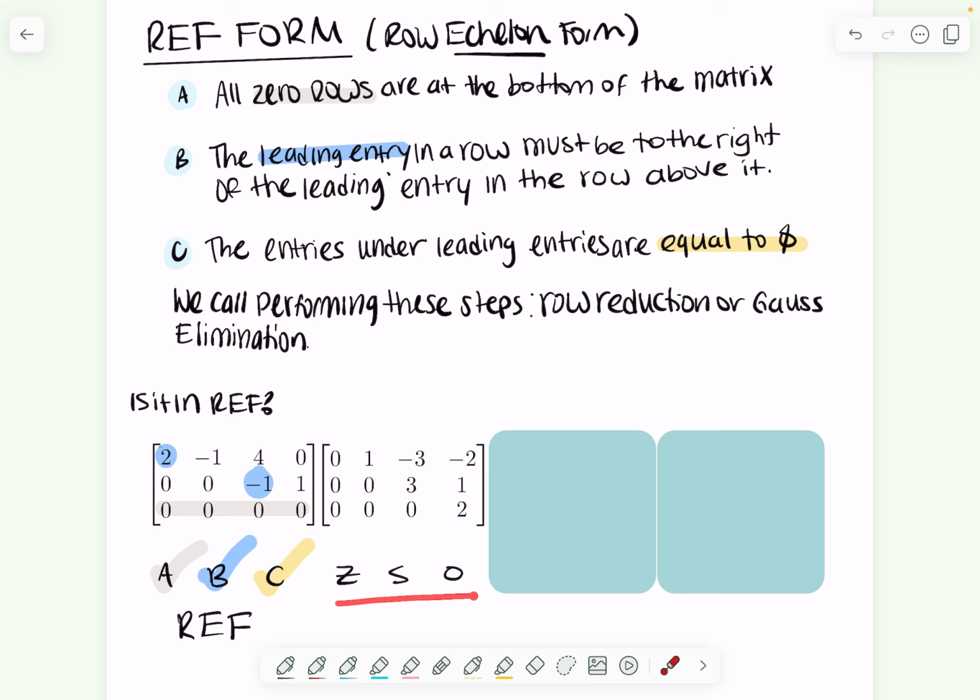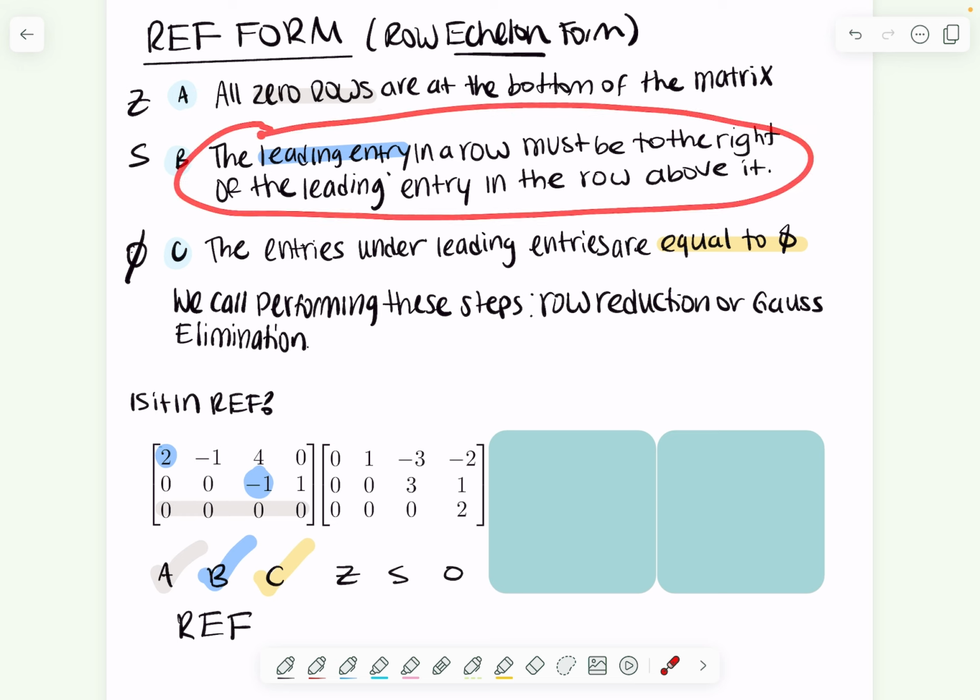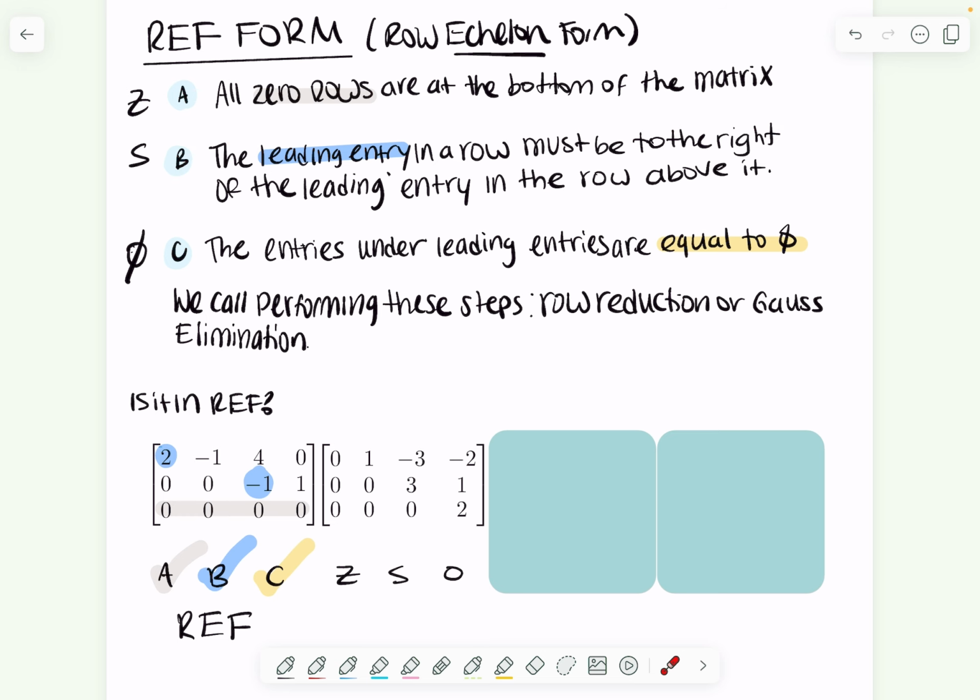Now you see that I have ZSO. What does that mean? Well, that's my little mnemonic to remember the conditions for row echelon form. So instead of ABC, I'm just going to do ZSO, where the O is really a 0, so I read it as ZO. Z is for all 0 rows need to be at the bottom of the matrix. S is that the matrix needs to satisfy the staircase hack. And if it passes the staircase hack, then that means that this is true. So condition B is going to be satisfied, and I'll show you what that means in a second. And then this O, which is really a 0, is that all of the entries under the leading entries are equal to 0. So it's a nice way to remember these conditions.